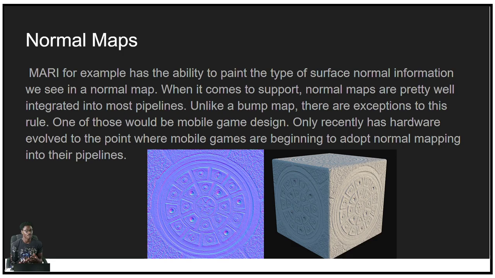Unlike a bump map, there are exceptions to this rule. One of those would be mobile game design. Only recently has hardware really evolved to the point where mobile games are beginning to adopt normal mapping into their pipeline. Most games have maybe two or three maps, and it's usually packed into very, very compact map structures. Like they'll use a diffuse and spec, and that's it, just because the hardware on a phone has been abysmal until quite recently. And now there are certain games online that have normal maps in them. So we're getting to that point where we can start to use normals, and that's getting really cool for mobile gaming.